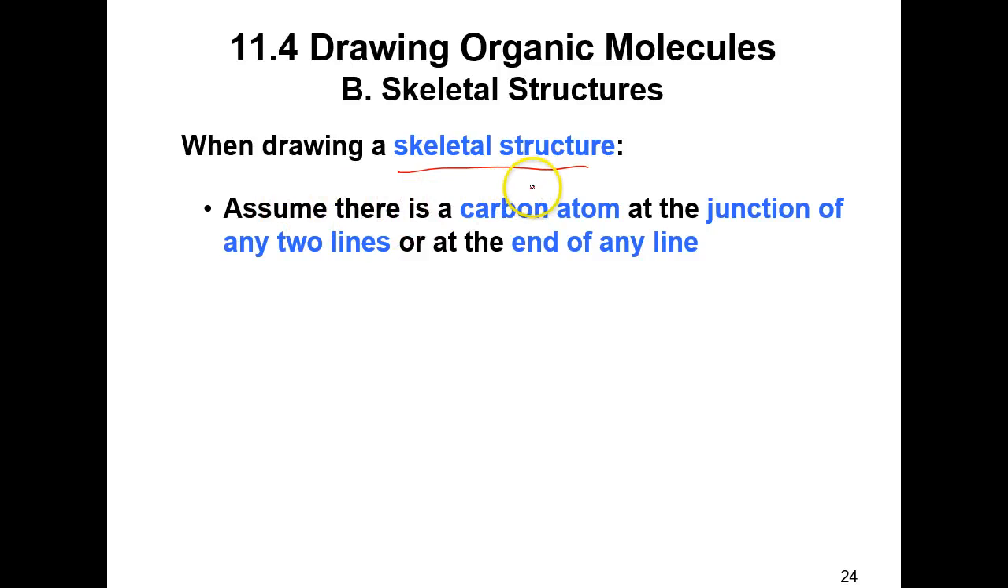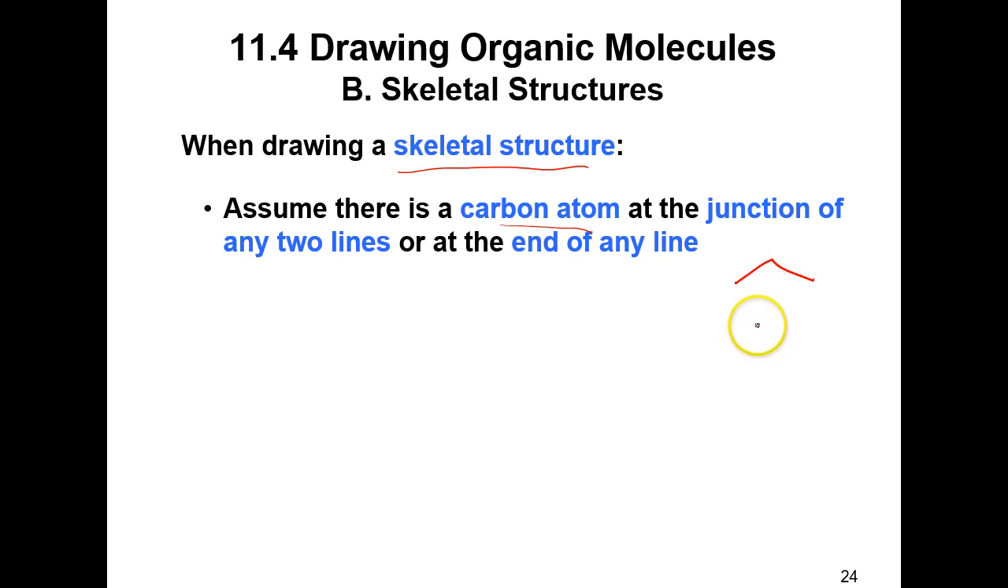Basically, you are just drawing the bonds. You don't even draw the atoms. You're drawing the bonds. Okay, so assume there is a carbon atom at the junction of any 2 lines, or at the end of any line. So if I were to draw that structure, this is what we're talking about. That is the structure of a 3-carbon organic molecule.